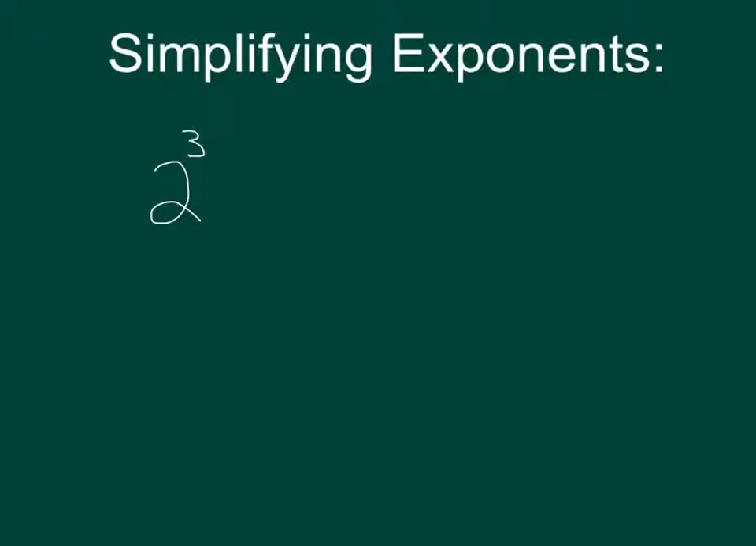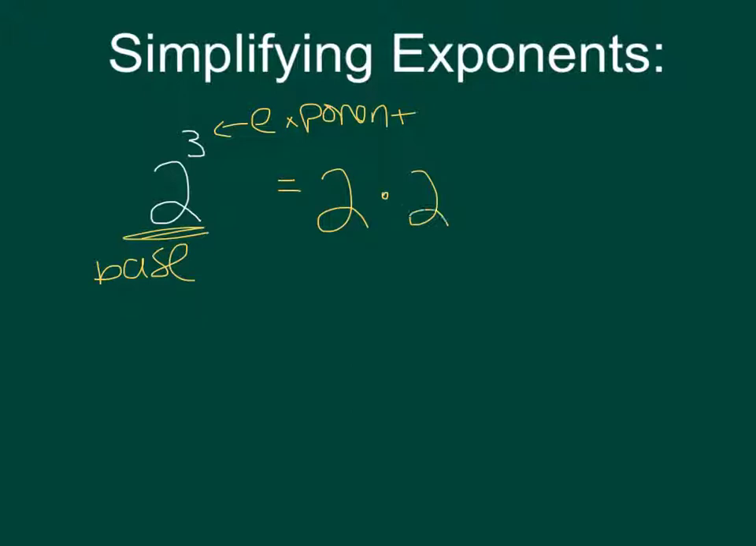This is read as 2 to the third, or you can read it as 2 cubed, okay? Where 3 is my exponent and 2 is called my base, okay? And let's talk about what this means. The exponent tells me how many times the base is multiplied by itself. So since my base is 2, it's 2 times 2 times 2. And that we all know is 8.